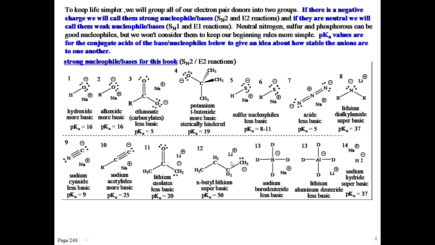This is the conjugate base of an alkane. It's the most powerful base in our course, in all of our chemistry. It's even stronger than a dialkyl amide. It has a lot of uses, but for right now, we'll just use it as a base. Later on, when we get to organometallics, we'll use it a different way.